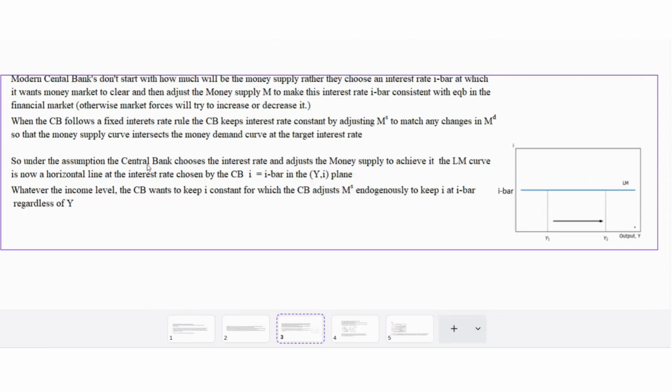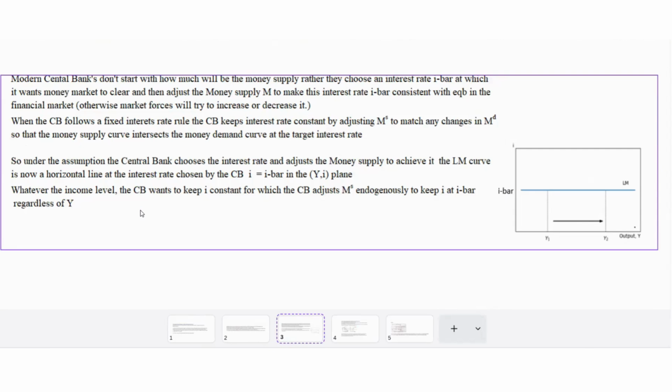So basically, what modern central banks do is choose the interest rate at which they want the money market to clear, and keep that interest rate constant, consistent with equilibrium in the money market, by adjusting the money supply to ensure the money supply curve intersects the money demand curve at the target interest rate I bar. So instead of fixing the money supply, they choose the interest rate at which they want the money market to clear and keep it constant at the chosen level by adjusting the money supply.